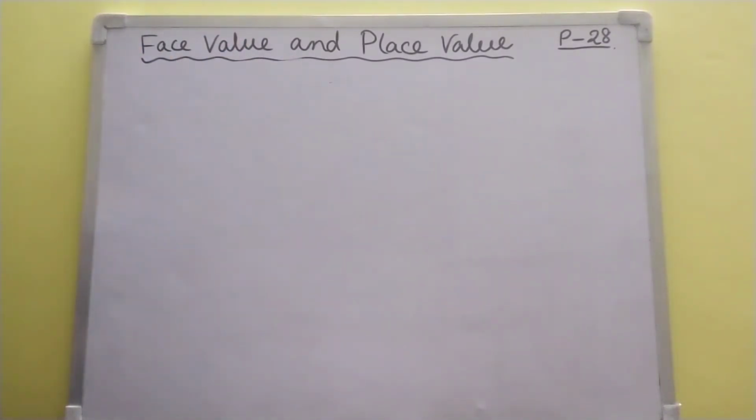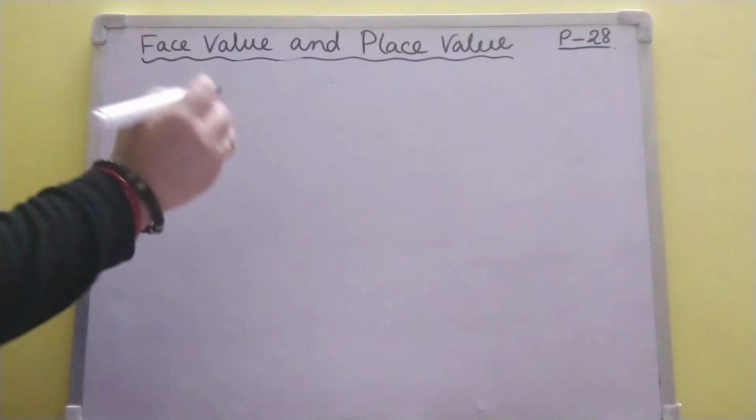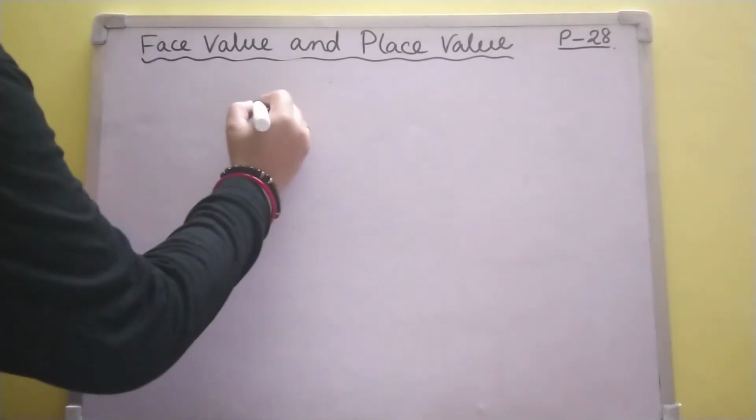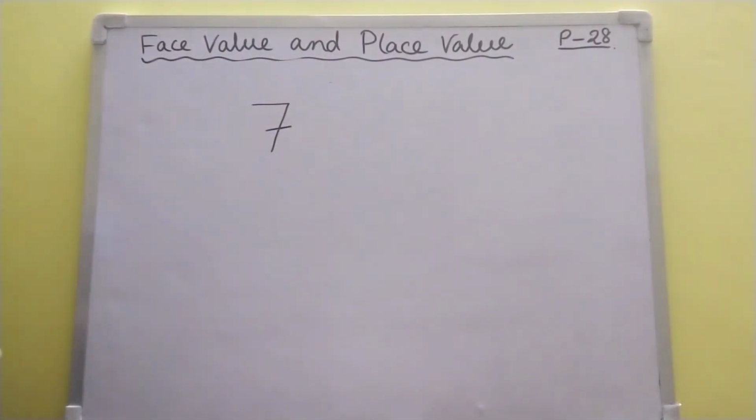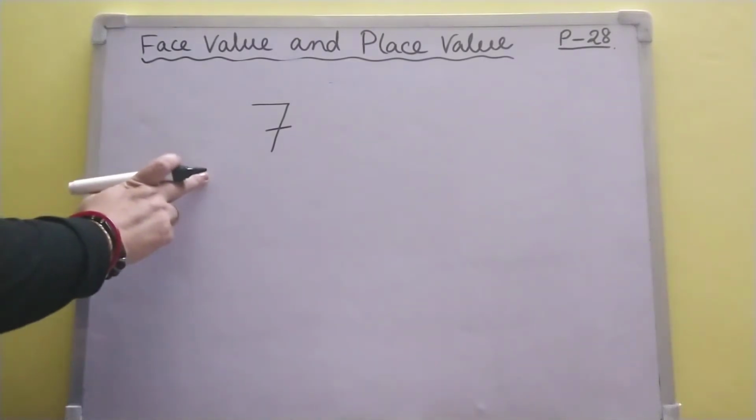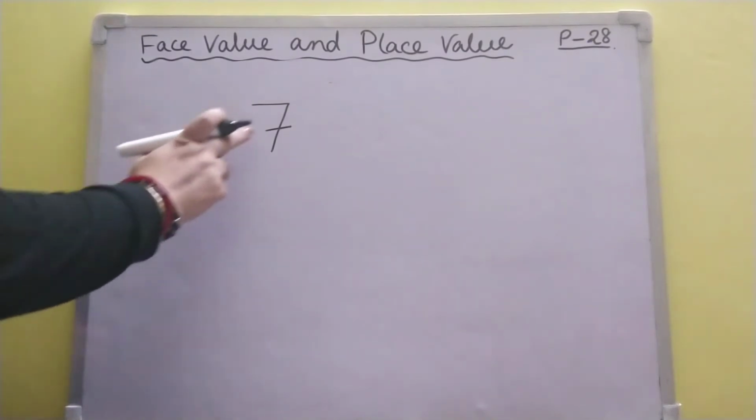Now let me ask you, how do we recognize a person? By seeing his shoes, dress or face? Yes, face. Tell me, just see the face of a digit and recognize. This is which digit? By seeing the face, you can recognize the digit and its value.